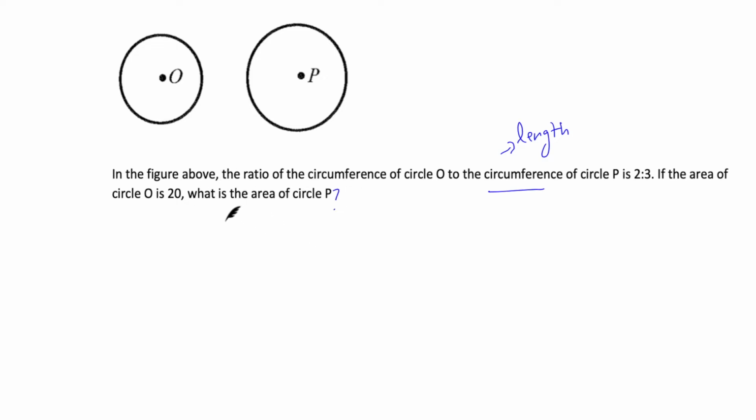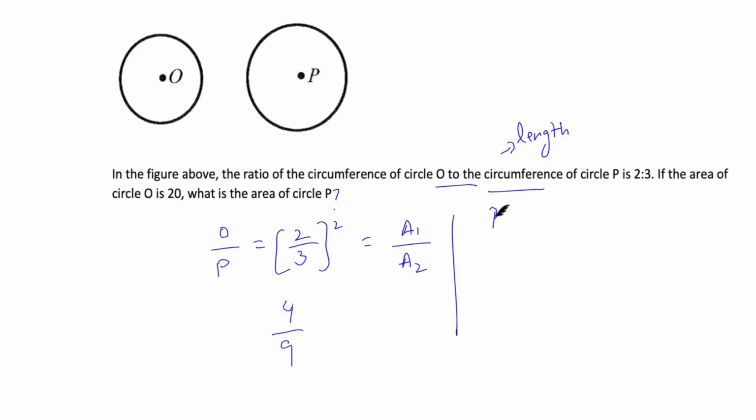So we have the ratio of the circumference of circle O to P is O ratio P. This is the ratio of their lengths. So if I square these, what will I get? I will get the ratio of their areas, A1 over A2. A1 is basically the area of circle O and A2 is the area of circle P. So the ratio of their areas is 4:9. Now you know 4 represents O and 9 represents P. You can simply now use proportion. That's it. Very simple.